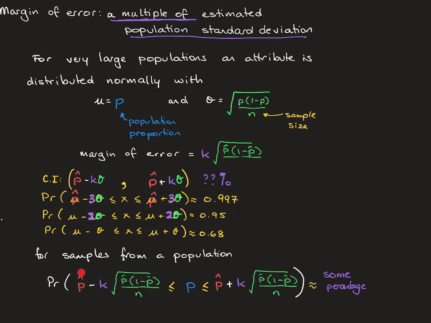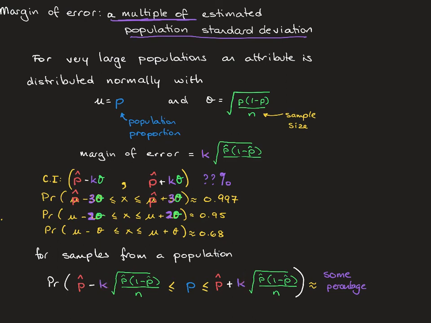If we have the sample proportion and we take away some multiple of the estimated standard deviation, and we have the sample proportion and we add some multiple of the estimated population standard deviation, we've got some percentage that we can use to talk about how confident we are that we've actually captured that population proportion. Now, I want to talk about how we work out this k value next.